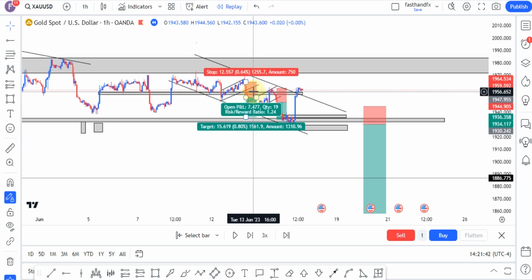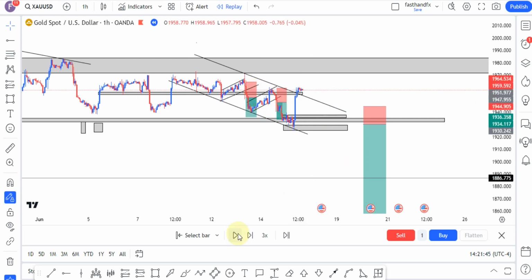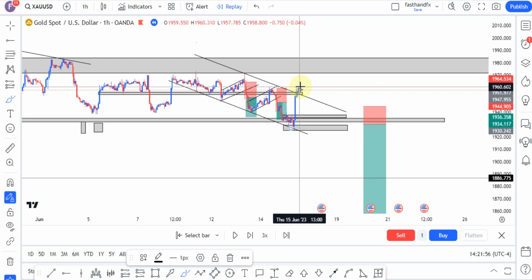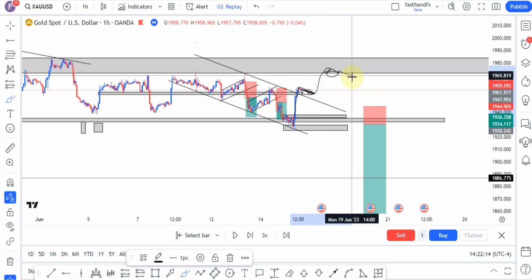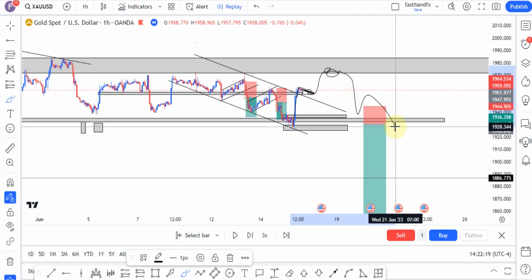So maybe we can have a small pullback, because as you can see, this is an impulse move. This is an impulse move from this point to this point. From this point, the market has given us that impulse move. Then we may have a small correction around this area. Then the market will give us that impulse move again. Then maybe if it fails to break above this area, it will give us that movement just like that.